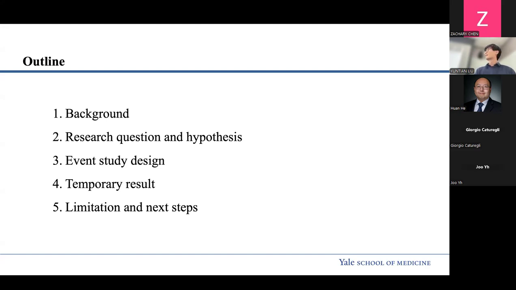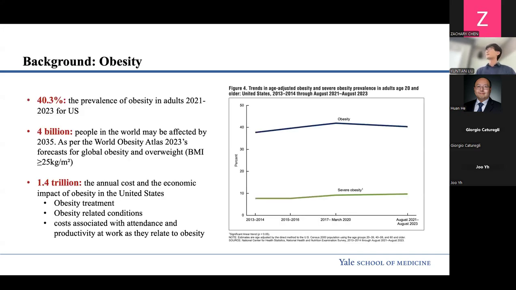So here's the outline for the talk. First I'll spend a significant amount of time on the background introduction, and then I'll go over the main research questions and the event study design, and I'll show some preliminary results and then discuss the limitations and next steps for this study.